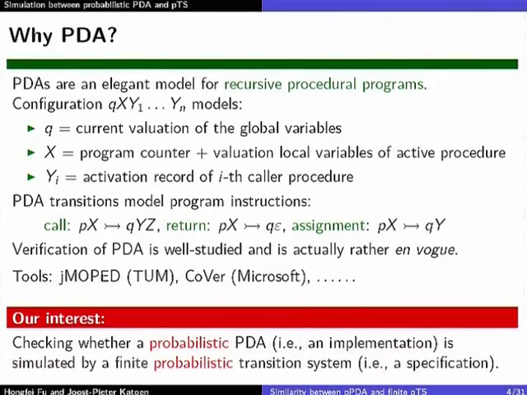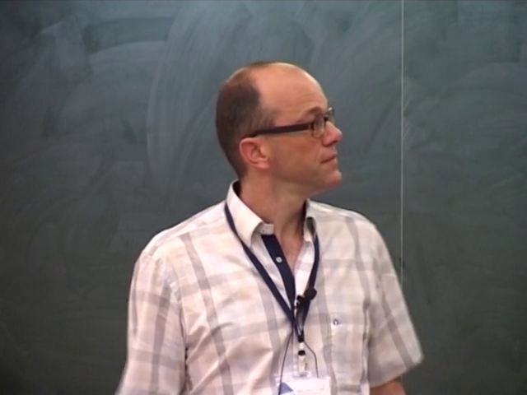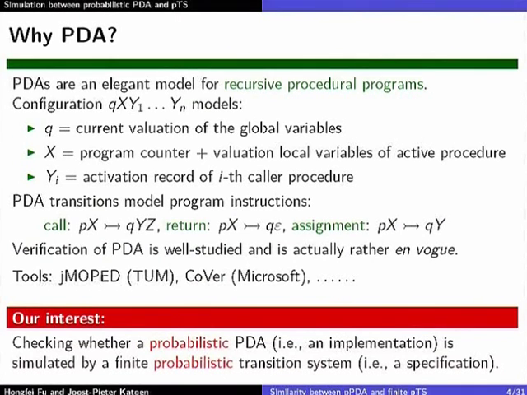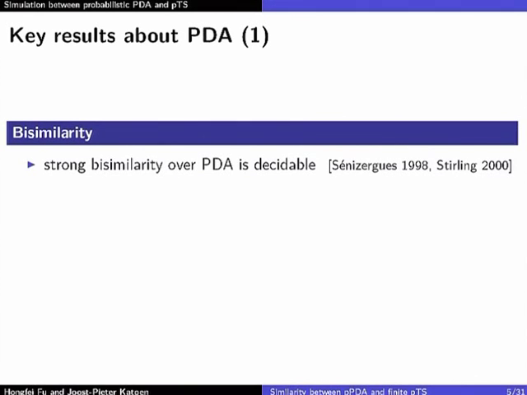Good. What is our interest? Our interest is probabilistic pushdown automata, and I'm going to explain what they are. We are viewing them as implementations, as probabilistic programs, where you have assignments which are randomized. And they have to be simulated by a finite specification, and my finite specifications will be finite probabilistic transition systems. Before I go to that, I first mention some results about checking bisimulation and simulation relations on pushdown automata. Now, this is known to be decidable. Interesting is the proof of Stirling in 2000, because I will get back to that, as we are partially using his kind of techniques to establish a similar result here.